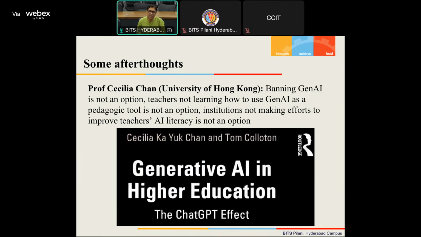Banning Gen AI is not an option. Teachers not learning how to use Gen AI as a pedagogic tool is not an option. Institutions not making efforts to improve teachers' AI literacy is not an option. You can find all these details in her book, which is open access, published by Taylor and Francis or Routledge.